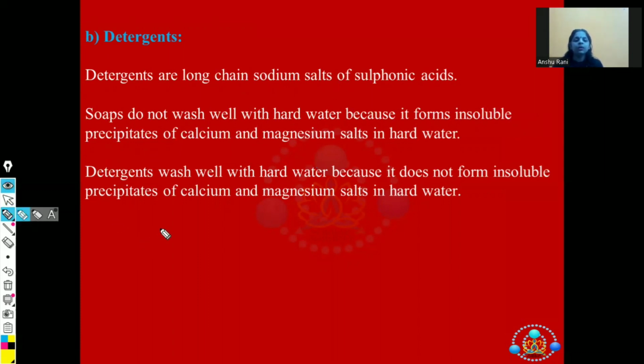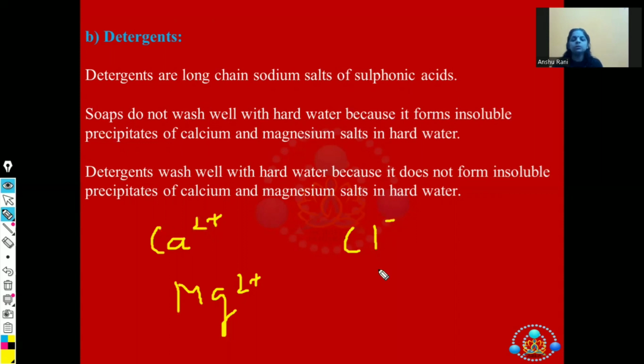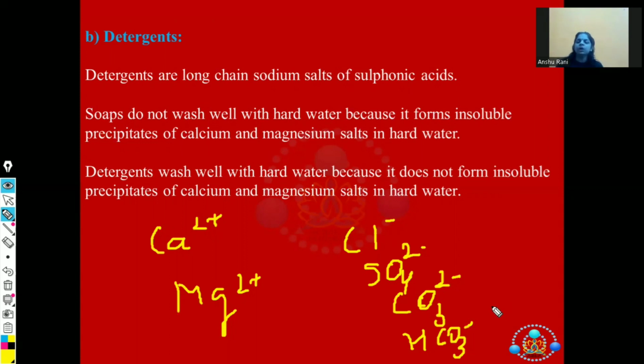What happens? We have hard water. Water is hard because of calcium and magnesium chlorides and sulfates. If water has calcium and magnesium chlorides or sulfates, it is permanent hardness. And if it has carbonates or hydrogen carbonates, then it is temporary hardness. Temporary hardness can be removed by boiling, but permanent hardness you need to remove with the help of an ion exchanger, right?